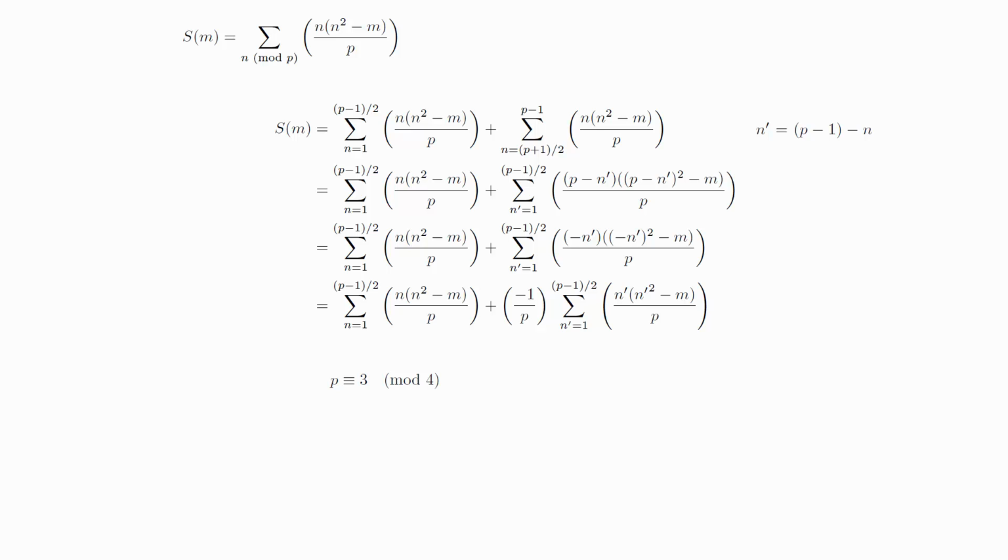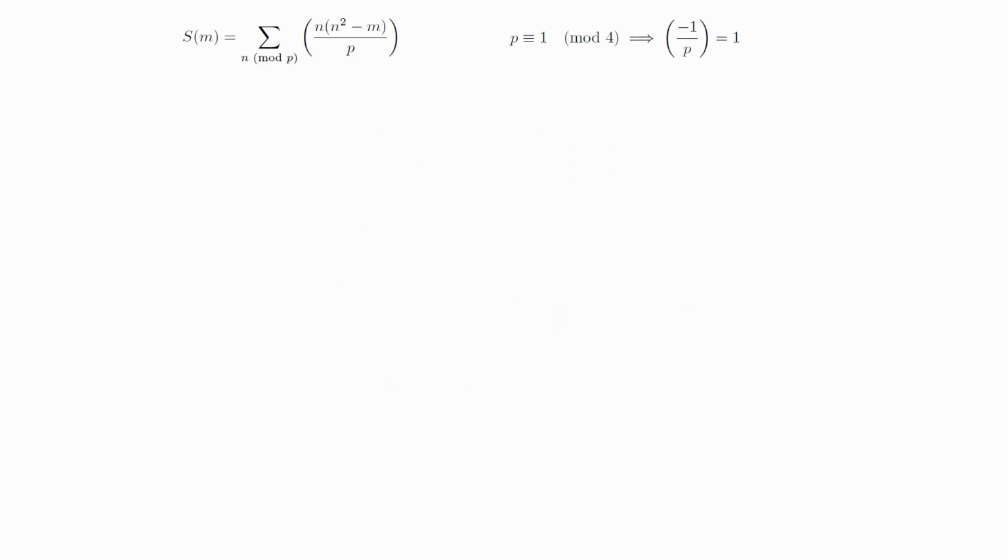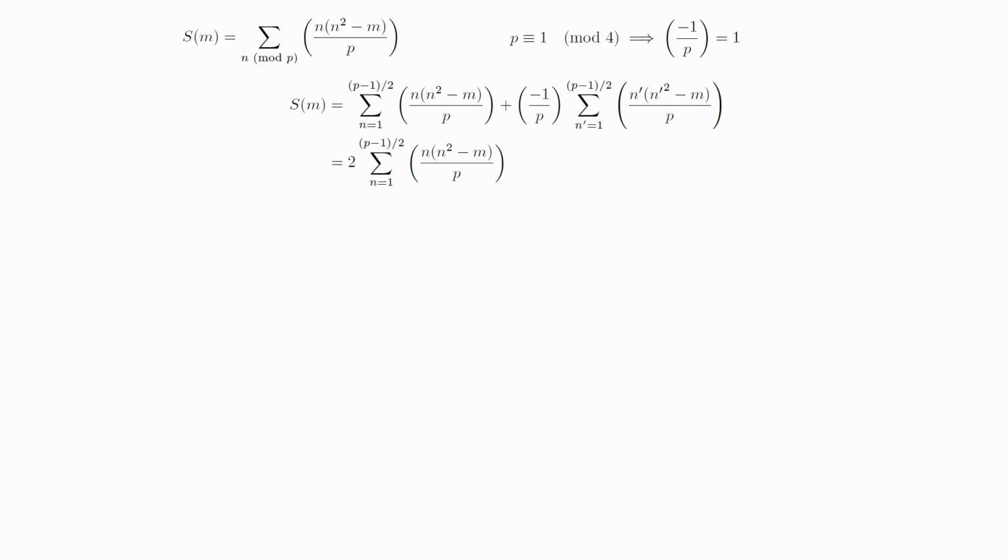Notice that when p is congruent to 3 modulo 4, we have that negative 1 on p is negative 1, so that s of m is equal to 0 in this case. This gives us a very tight bound on the error for these primes. We will now focus on the case where p is congruent to 1 modulo 4, which means that negative 1 on p is equal to 1. Because of this, we can combine the two sums together. This shows that s of m is always even, which is a fact that we'll come back to later, but it doesn't actually help us calculate its value.